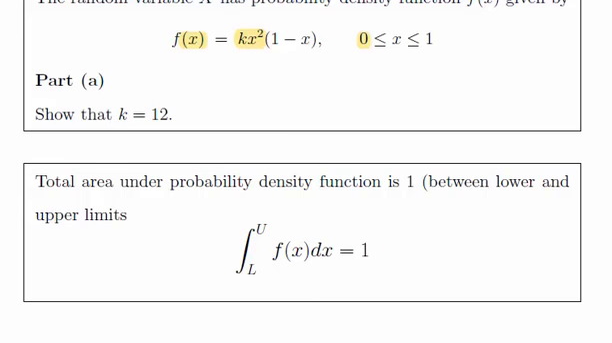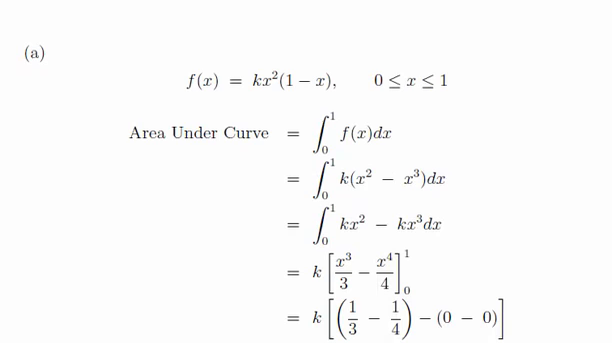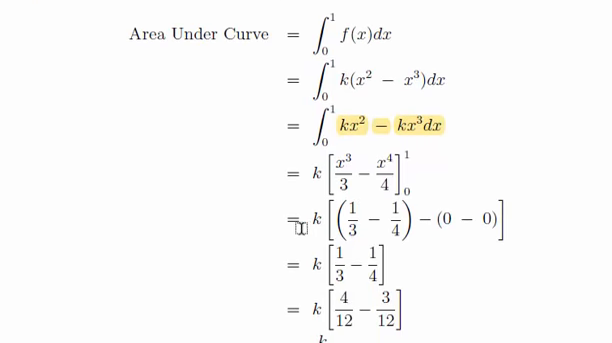So let's do that. Just going to scroll down to the next page. There we go. So f of x equals kx squared times 1 minus x, where x is between 0 and 1. So the total area under the curve, there's our integral again, f of x dx. When we substitute in our expression, we have k times x squared minus x cubed, and we simplify that, we get kx squared minus kx cubed. What we have here is essentially a definite integral. So let's take out the k for a moment and just work on the rest of it.